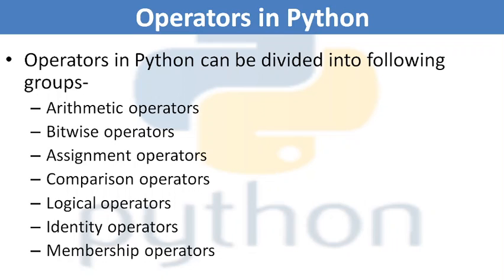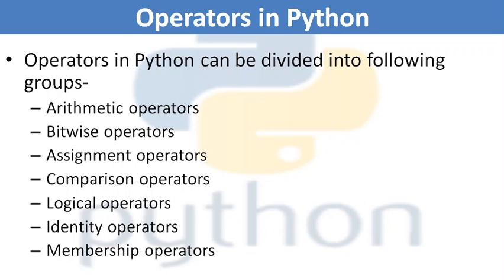In Python, operators are divided into the following 7 groups. Arithmetic operators are used to perform mathematical operations like addition, subtraction, multiplication, division, etc. Second is bitwise operators. Bitwise operators act on operands as if they were strings of binary digits. They operate bit by bit. So the value or variable first gets converted into bits, and then they work on the bits themselves, bit by bit.